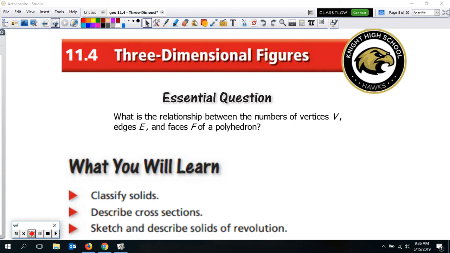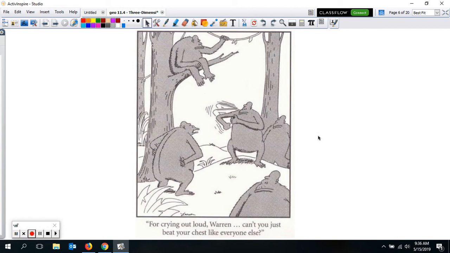First, let's look at a little cartoon. So here's one on the far side. For crying out loud, Warren. Can't you just beat your chest like everyone else? He's doing the armpit thing.